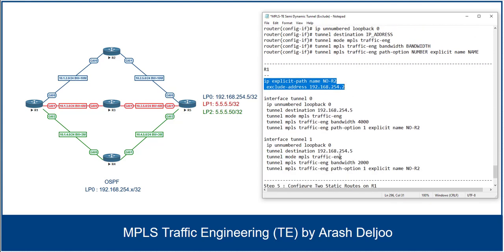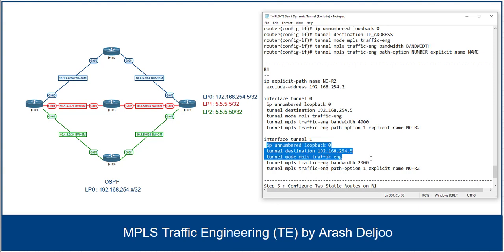Also, for the next tunnel, tunnel 1, again IP unnumbered loopback 0, tunnel destination, tunnel mode, tunnel MPLS traffic engineering bandwidth requirement, and finally, tunnel MPLS traffic engineering path option 1 explicit name no R2, means please don't pass R2.